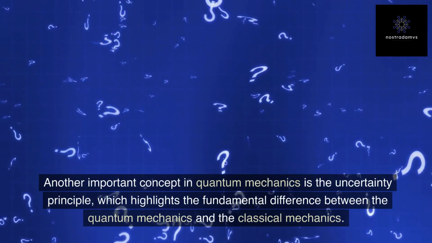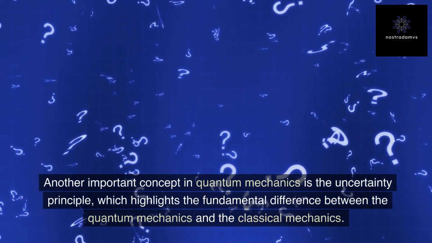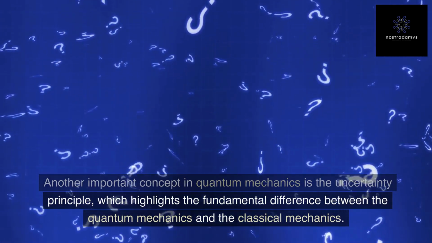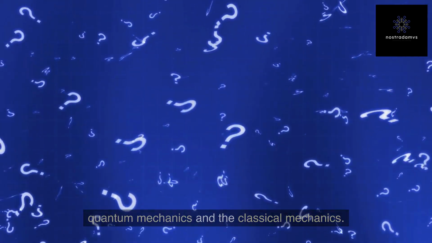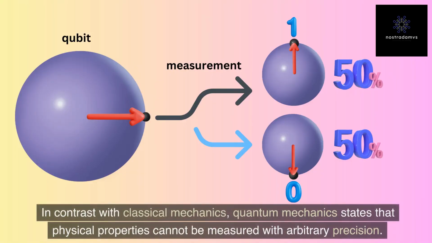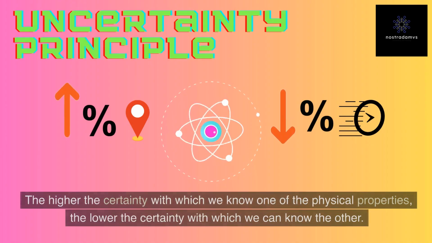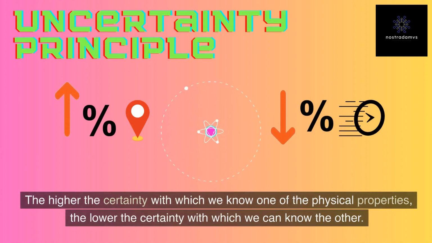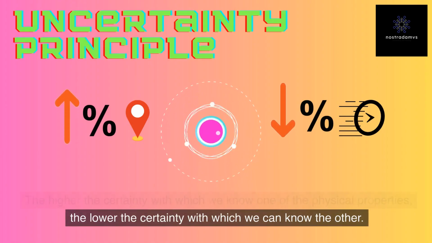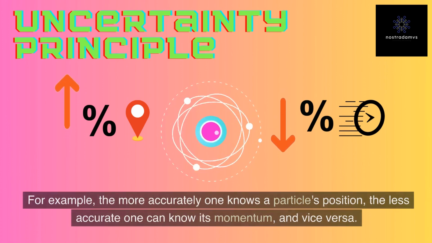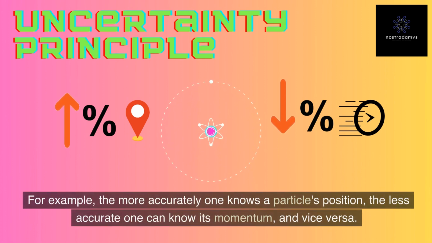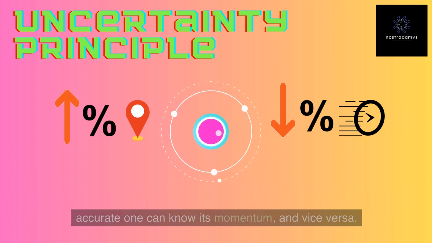Another important concept in quantum mechanics is the uncertainty principle, which highlights the fundamental difference between the quantum mechanics and the classical mechanics. In contrast with classical mechanics, quantum mechanics states that physical properties cannot be measured with arbitrary precision. The higher the certainty with which we know one of the physical properties, the lower the certainty with which we can know the other. For example, the more accurately one knows a particle's position, the less accurate one can know its momentum, and vice versa.